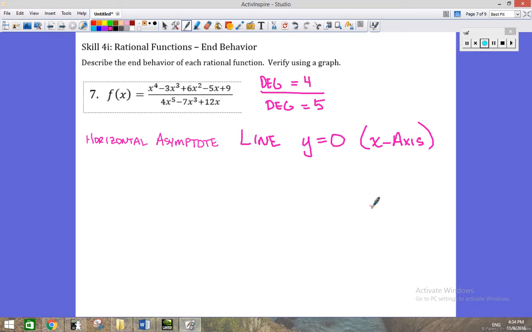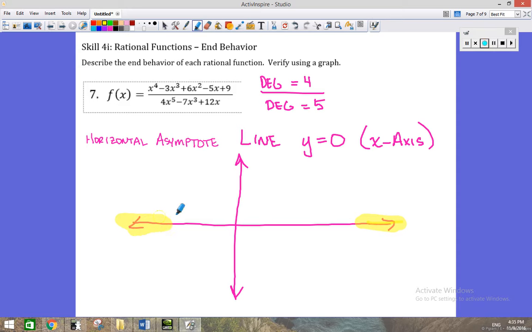Alright, so what do we expect our graph to look like? Well, we don't know what it's going to look like close to the origin. We'd have to do some more work and some more analysis. But we know that far away from the origin, out here, what I sometimes call the tails of the graph, my graph is going to get closer and closer to that x-axis. Now, I don't know if it's going to come at it from above or from below. That I don't know.